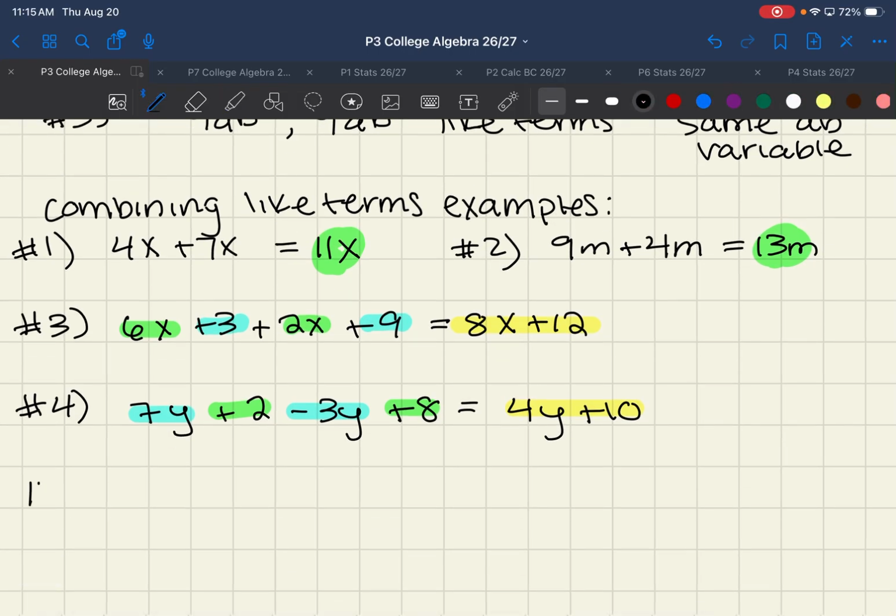Let's look at the next one. 10a minus 3a plus 5 minus 8. Go ahead and try that on your own. I'll give you 30 seconds. If you need to highlight or circle or box the like terms, I would do that. If not, you would just write your answer.